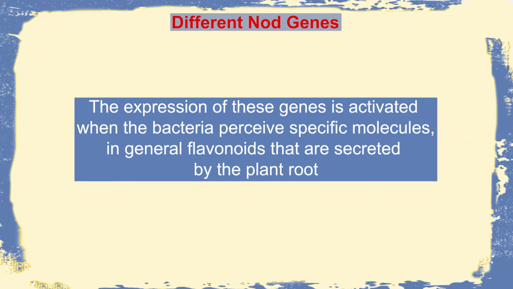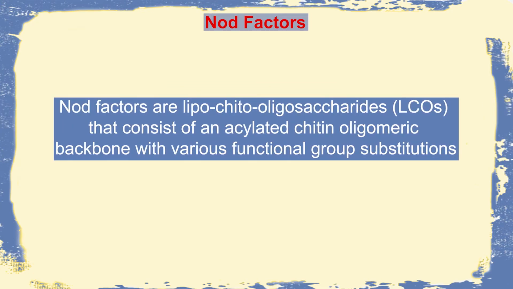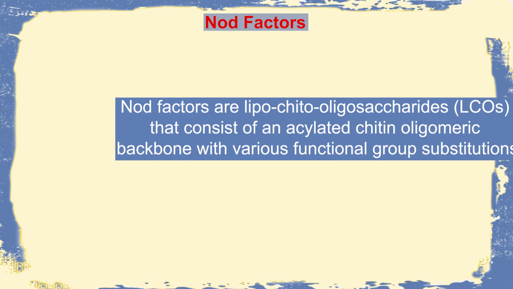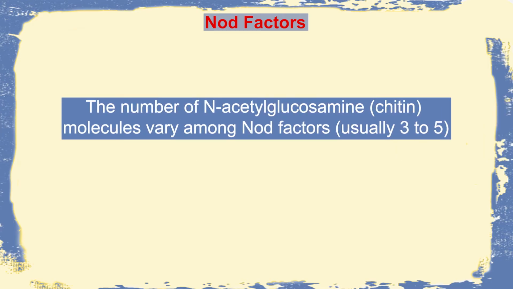So the plant root produces flavonoid which activates the nod genes, and as I told you, the nod factors are in common words lipochito-oligosaccharides, and they have this typical oligomeric backbone of 4 residue oligosaccharide, and the number may vary between 3 to 5, though most of them are 4.